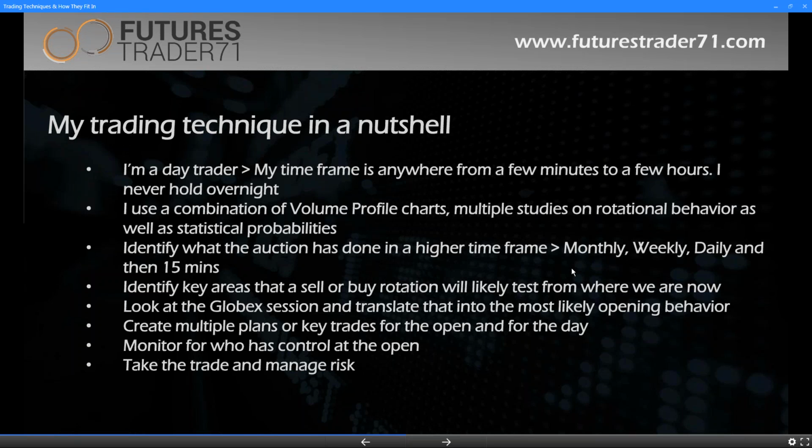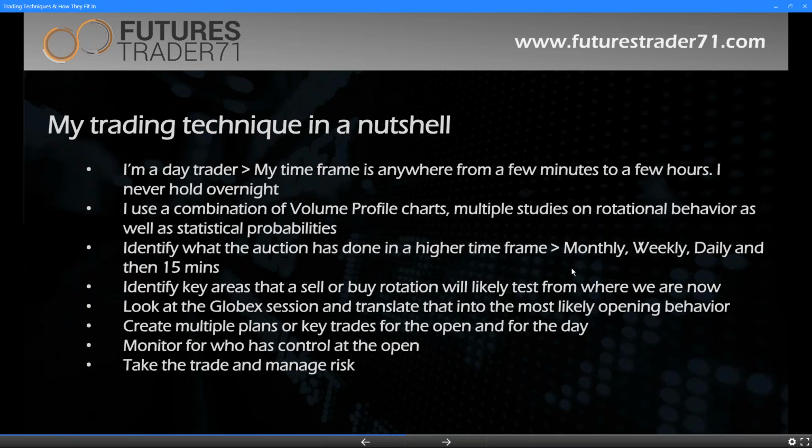Then I break it down into the 15-minute chart. Then I identify areas where sell or buy rotations will likely test once the market opens. So if the market opens and buyers come in, there's no way for me to predict if it is the buyers that will come in or if it is the sellers that are going to come in. I have no idea. I'm not going to pretend to know. But if they do, here's what they're likely going to accomplish. And for those of you who want more detail on that, the only thing I can offer you is to take a look at the video archive and the webinar series on my website.